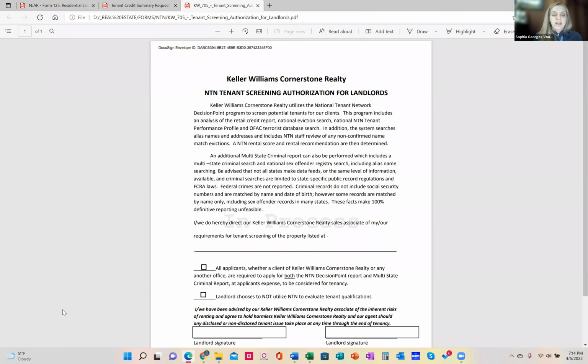But definitely read that Truth in Renting. When you're going to do a rental, it gives a ton of information that you need to know. And share that also with the landlord so they have it too.